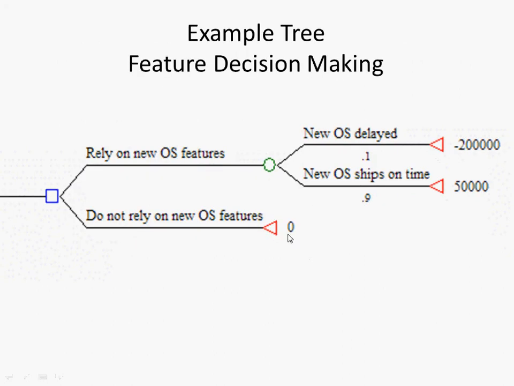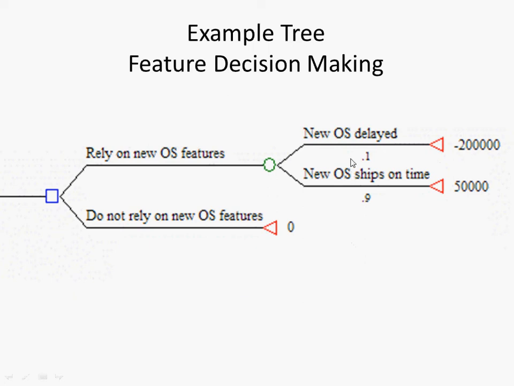Okay. So here, again, from this expected value, we're going to have 25,000 here, 0. And so what this is saying is it's preferable here for us to choose this one, relying on the new OS features. Now, this is in strictly monetary terms. The expected gain from relying on it is larger than the expected gain for not relying on it.